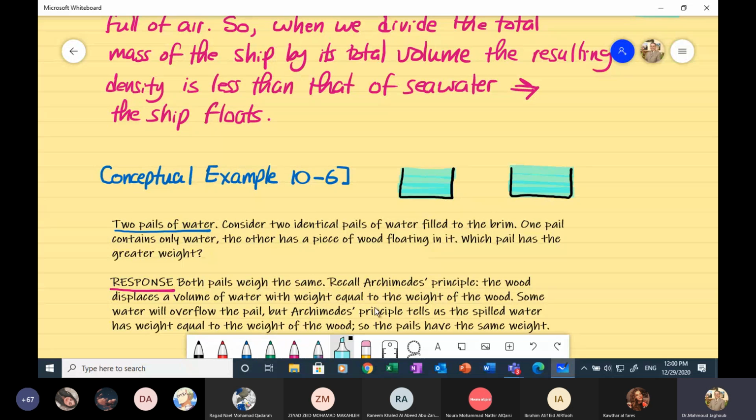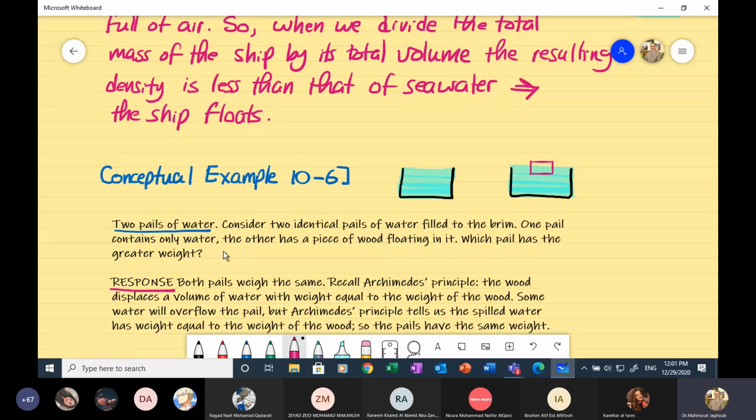Okay. Now the question says, let's see what it says. One pail contains only water. The other has a piece of wood. Notice it said wood. What does wood mean? It will float. Floating in it. So in this one there is nothing, and in this one we put something. They were both the same. Now we put here a piece of wood. Remember, the piece of wood will what? Will float. So part of it will be below the surface and part of it will be above the surface of the water. Okay?